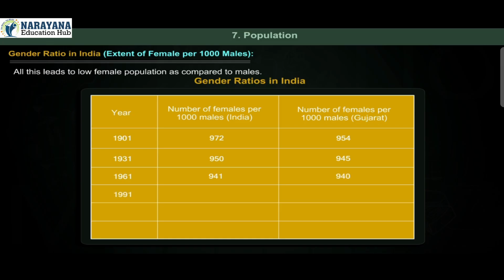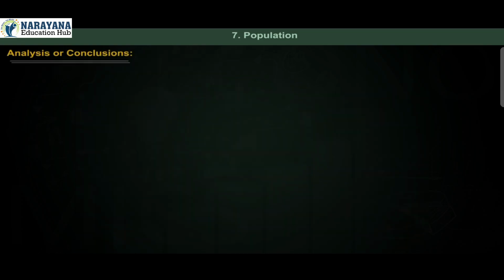In year 1991, number of females per 1000 males in India is 927. In Gujarat it is 936. In year 2001, number of females per 1000 males in India is 933. In Gujarat it is 921. In year 2011, number of females per 1000 males in India is 940. In Gujarat it is 918. Source: Census of India 2011.